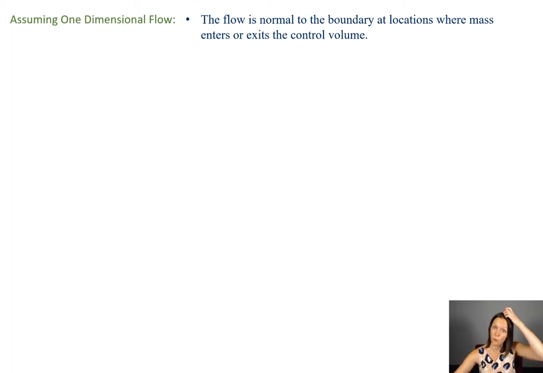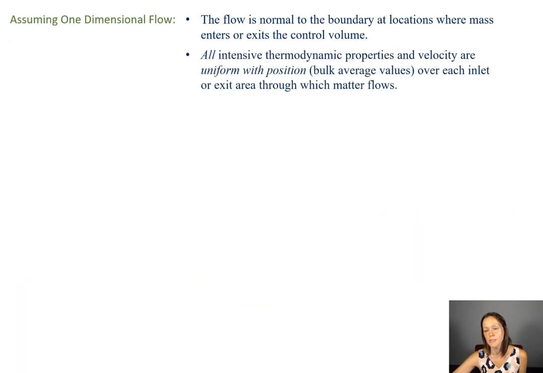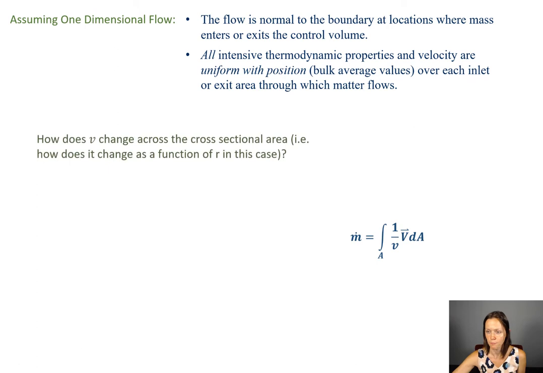So that's kind of like what we just said. The flow is normal to that cross-sectional area, so our orange arrow beforehand. It also says all intensive thermodynamic properties and velocity are uniform with position over each inlet or exit area through which matter flows. Whew. Okay, well that's a lot of stuff there. So let's simplify it a little bit and see what we actually mean by that statement.